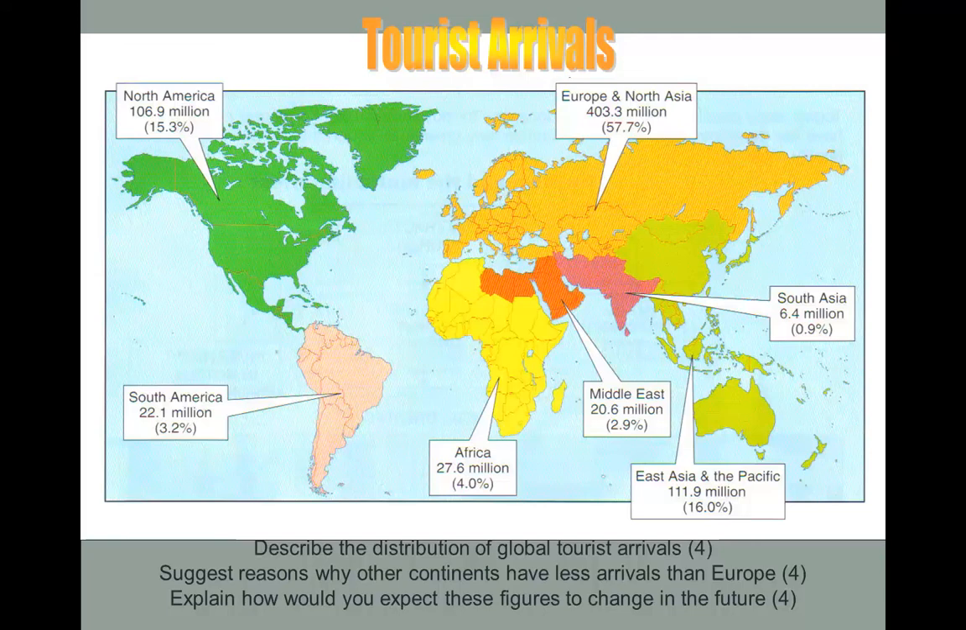Okay. Now, that middle question, suggesting reasons why other continents have fewer arrivals than Europe, again, you're going to need to explain your ideas, but your ideas are going to come from the notes you've made earlier, because it's about picking out these trends, picking out these concepts. Okay, that ends this session.